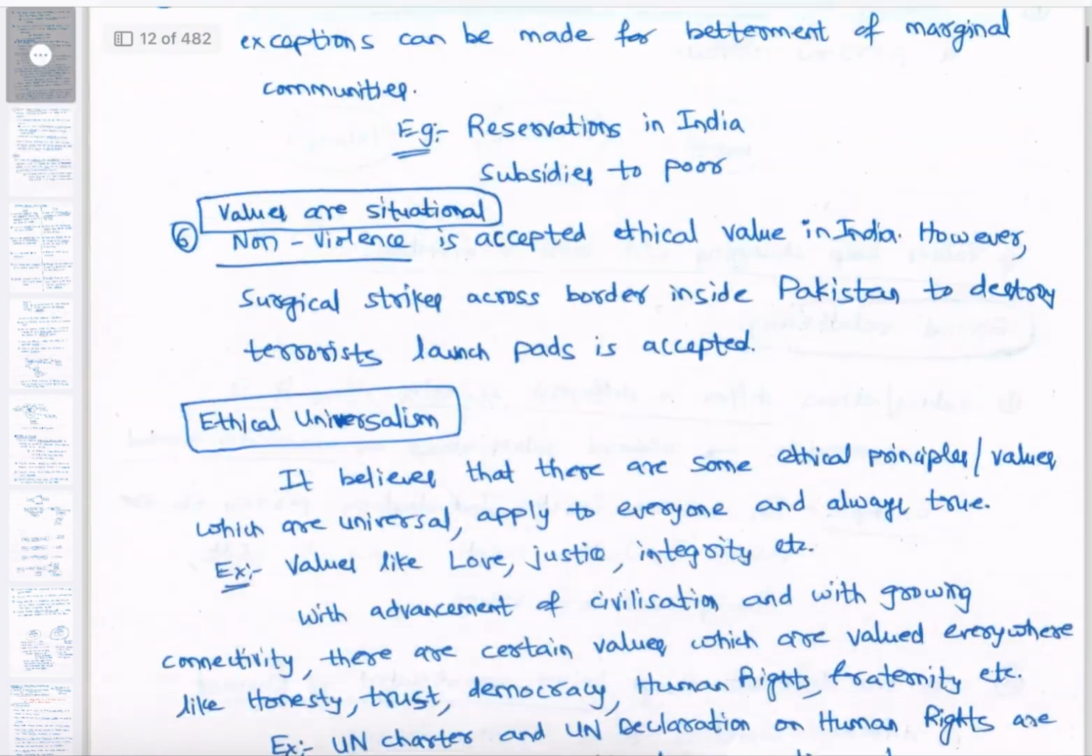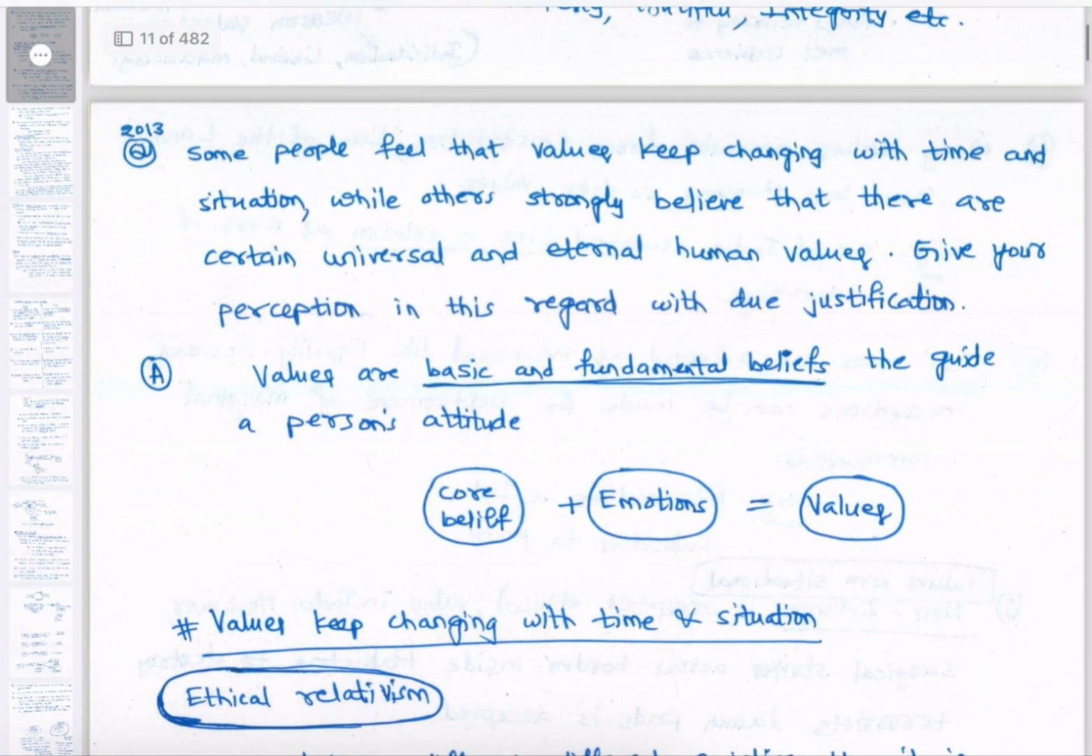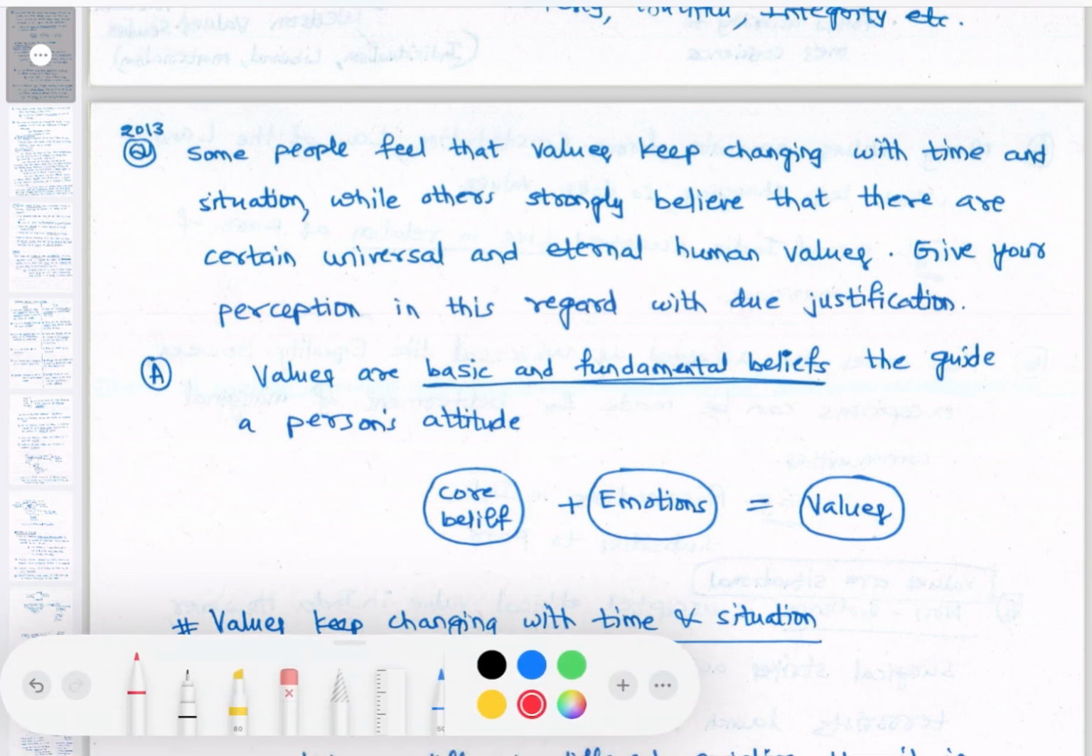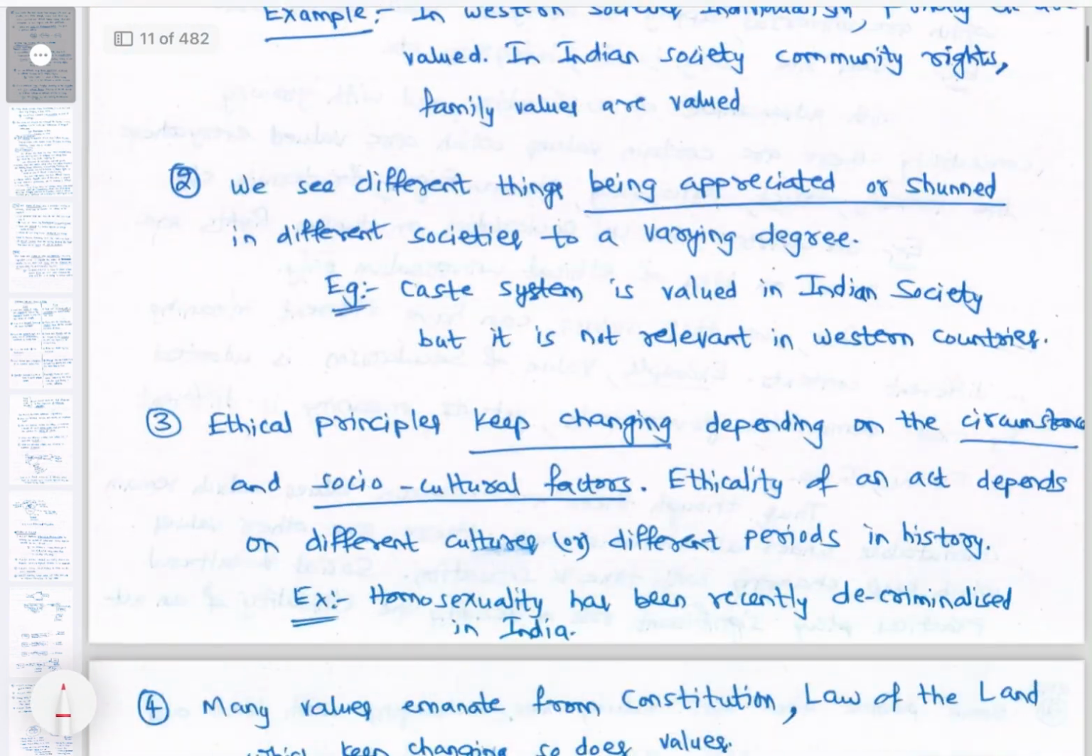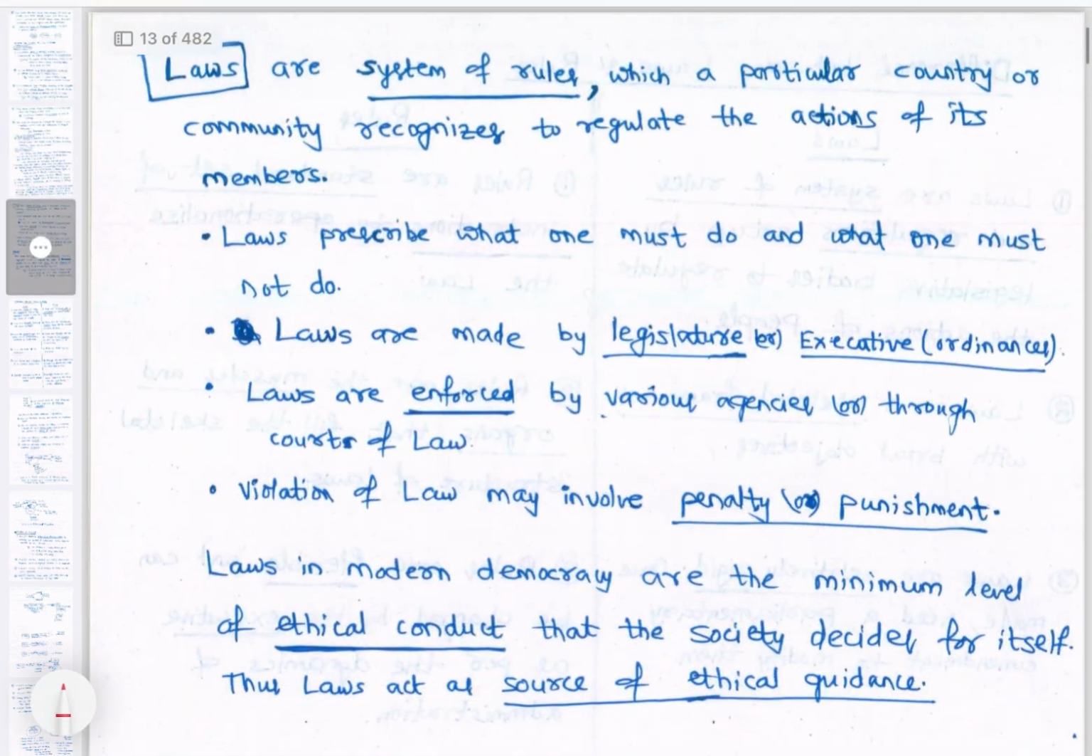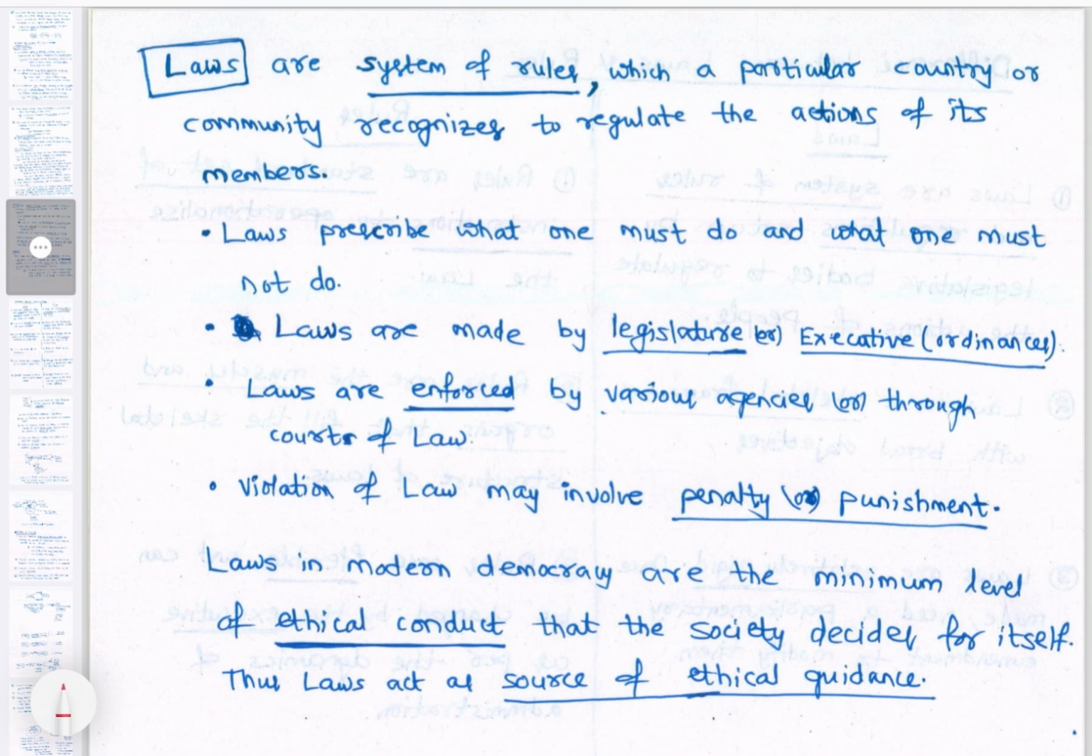See, in the last class we discussed this question. Now in this class, we'll discuss laws and rules and the difference between laws and rules. In the last class also, we discussed laws and the relation between laws and morals. So what are laws? Laws are a system of rules which a particular country or community recognizes to regulate the actions of its members.